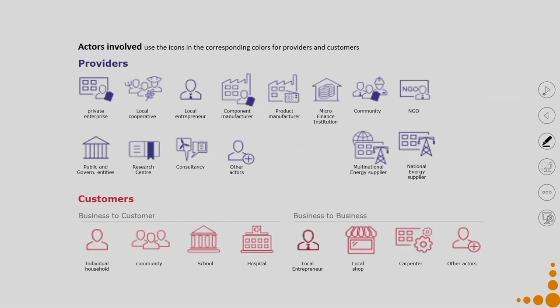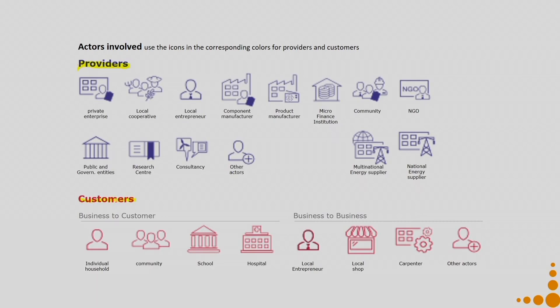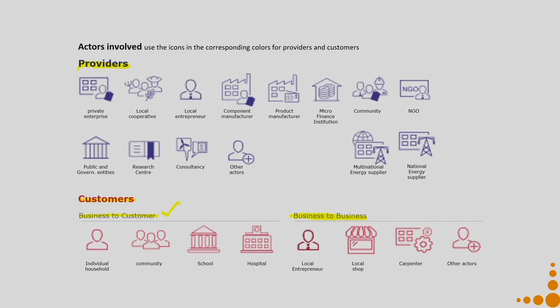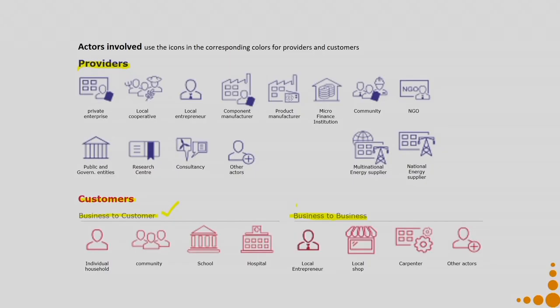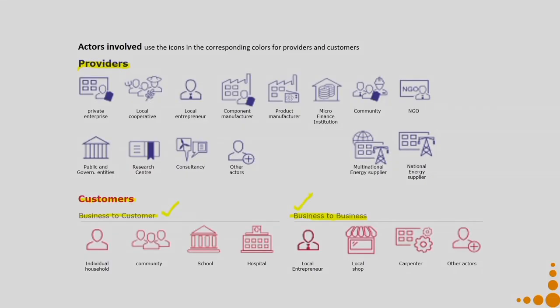First, you will identify all the actors involved. You will use the icons which you have used in your existing system. You will add more icons because you might need newer actors. You will group your actors into providers and customers. You can also divide your customers into business to customer and business to business. Say for your particular context, for the whole product market, you assume that it is going to be households. In that case, you have a business to consumer market, where you are targeting households or societies. But your project's product scale may be such that it can also be implemented in small shops or, for example, in some marketing complexes. Then you can also have business to business customers.